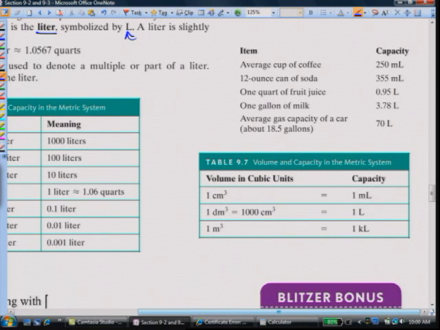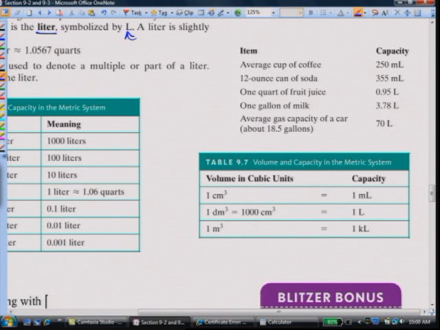So the average cup of coffee, which this is probably a little bigger than the average cup of coffee, is 250 milliliters. A 12-ounce can of soda, that's probably more like what this is, 355 milliliters. A quart of fruit juice is 0.95 liters. A gallon of milk is 3.78 liters. So a 3-liter bottle is less than a gallon, right? It seems more though, doesn't it? It seems bigger. Maybe it's just all the sugar.